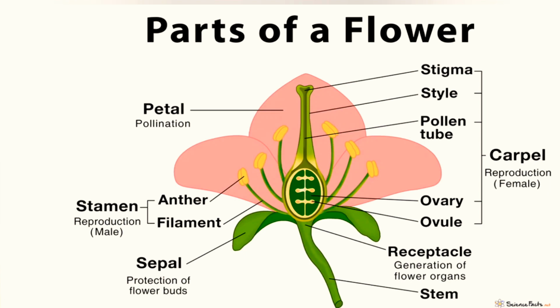Now the stamen has yellow colored bag-like structures that are called anthers that are attached to the flower receptacle through a filament.